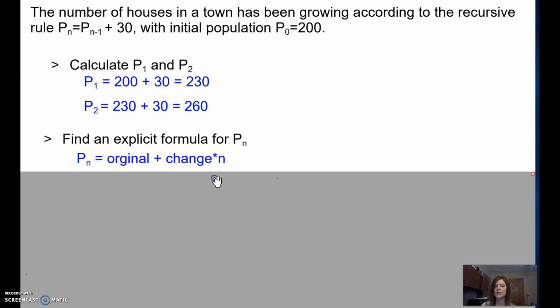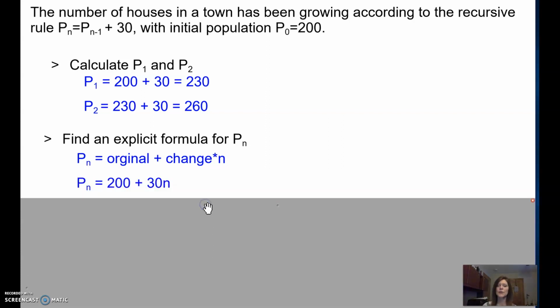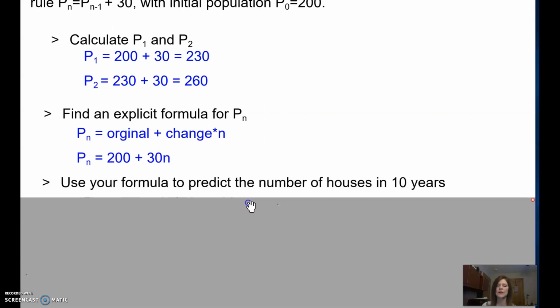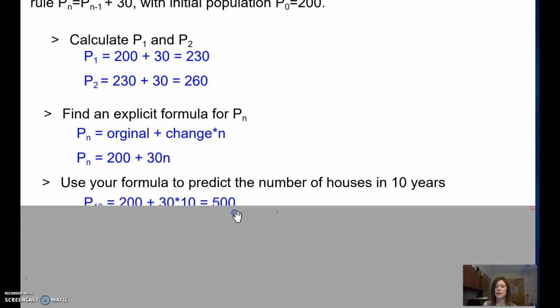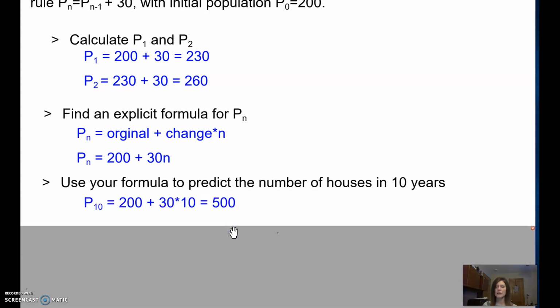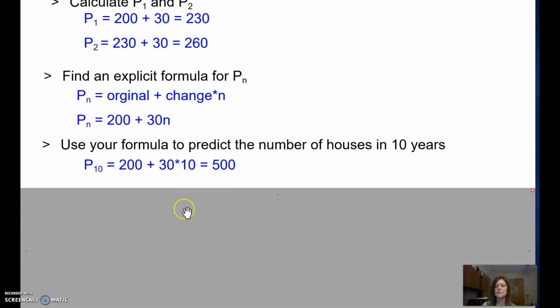The explicit formula is, again, original plus the change times n. So in this case, that's 200 plus 30n. So for every year, we're going to add 30 more homes. Now we're going to use that to predict what's going to happen in 10 years. So now my n is 10. I'm just going to plug in the 10 for the n and do the arithmetic and come up with 500 homes in this subdivision or town in 10 years.